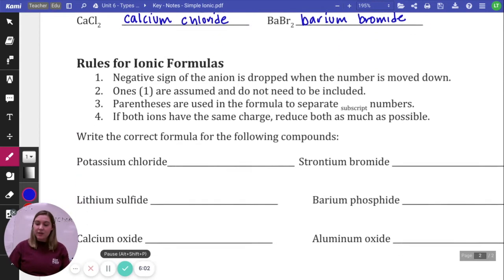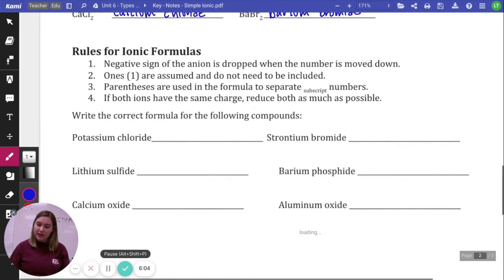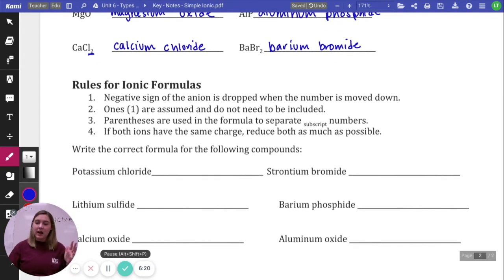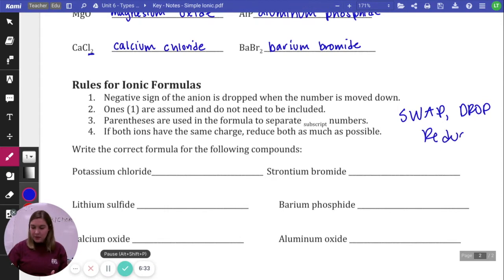Okay, now we are going to practice on our ionic formulas. You may notice that in our compounds we have subscripts, and there's no way to tell just from the formula where the subscripts came from. So we have rules in order to write these formulas. The rules I follow are a little different, and I just say we are going to swap, drop, and reduce. Those are our rules for writing our formulas. So swap, drop, reduce.